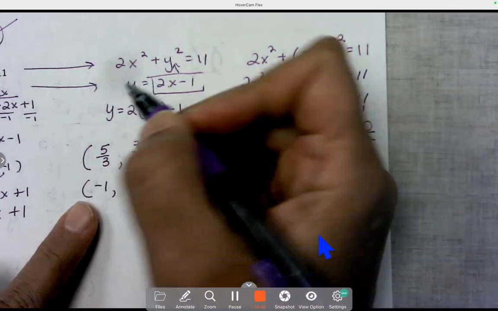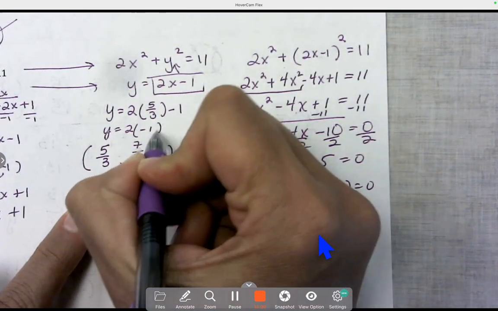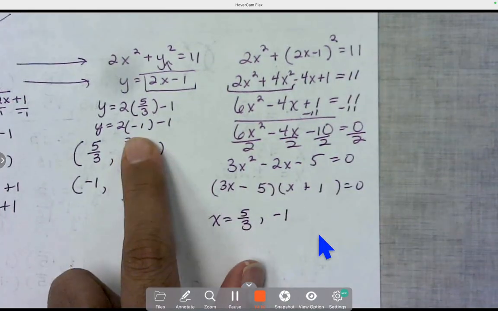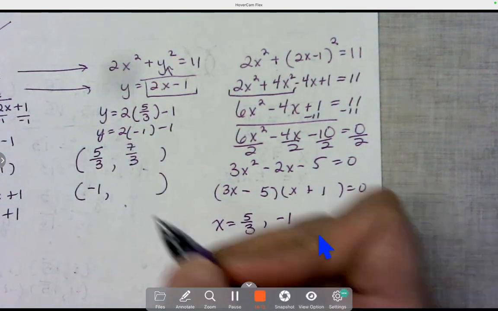And now we're going to plug in negative 1. 2 times negative 1 is negative 2, minus 1 is negative 3.